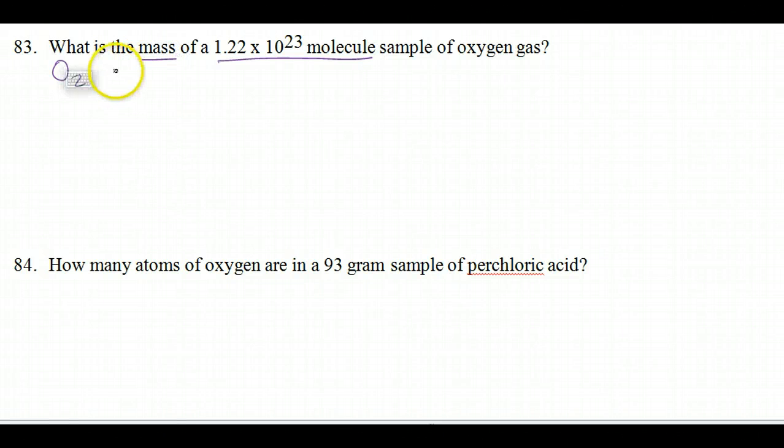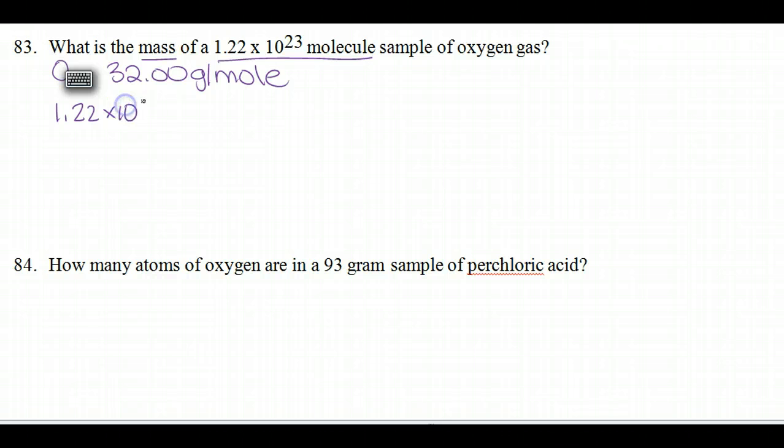Anytime we see the word mass, we know we're going to need a molar mass most likely in that question. So it's never a bad idea, as soon as you see the word mass, to go ahead and calculate that. Then, just like every other problem for this course, we're going to begin with what we are given in the question. Okay, molecules on top, I need to have molecules diagonally.